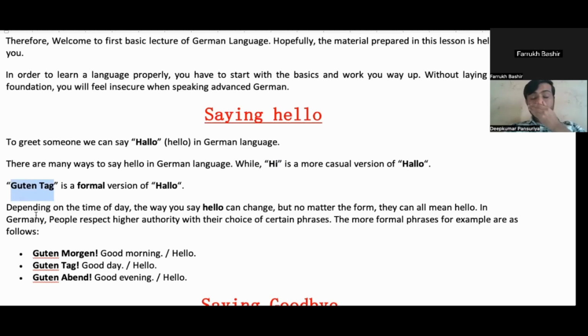And we can also use "Guten Morgen" and "Guten Abend", depending upon the situation. If you want to say hello in a formal way during early hours, you can use "Guten Morgen", and in the evening, you can use "Guten Abend". In between, "Guten Tag". Okay.